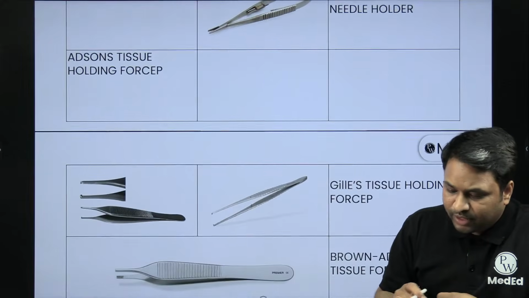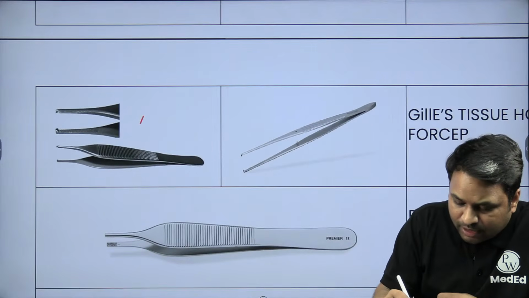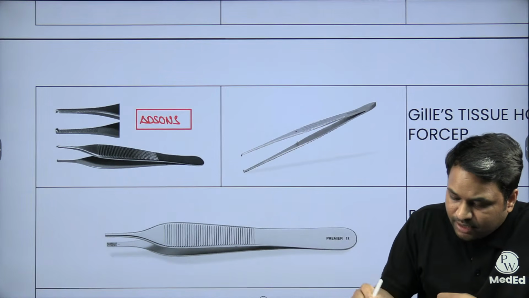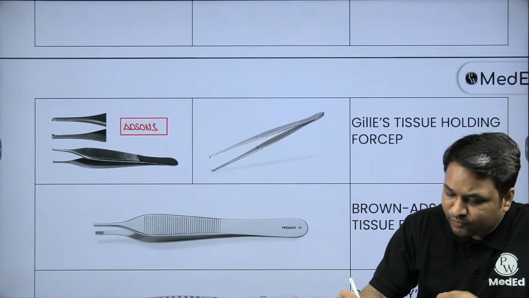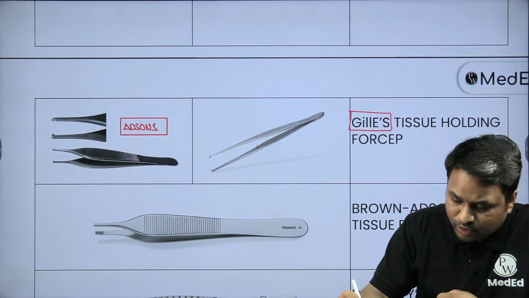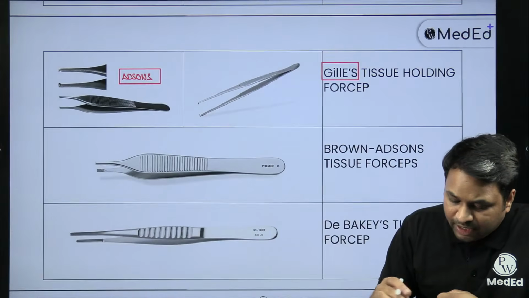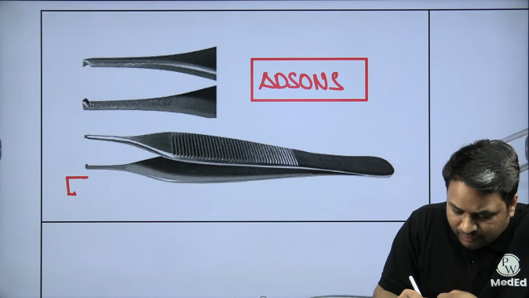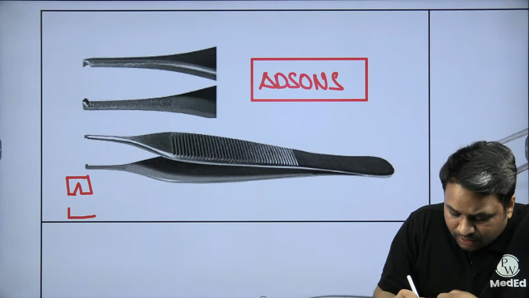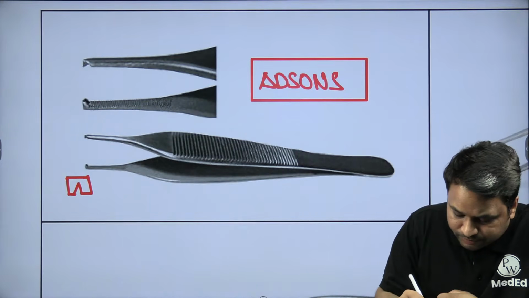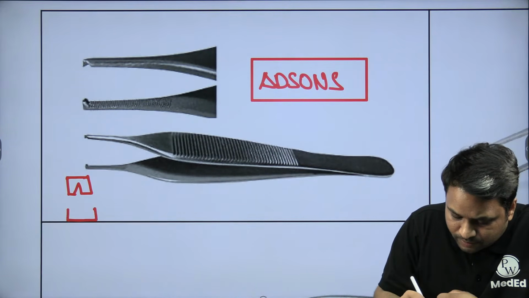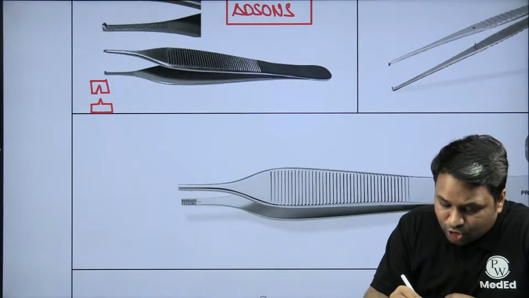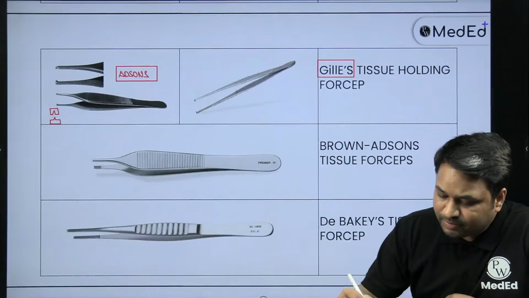Now, when you look at the forceps, this is what we call the Adson's. Adson's are the smaller version of the Gillies forceps, right? So this is your Gillies forceps. Both of them are tissue holding forceps. Gillies is longer, Adson's is going to be smaller. In Adson's, one end will be like this, the other end will have a projection, so they both sit in each other. But if there is no locking mechanism here, this is called Brown Adson's.